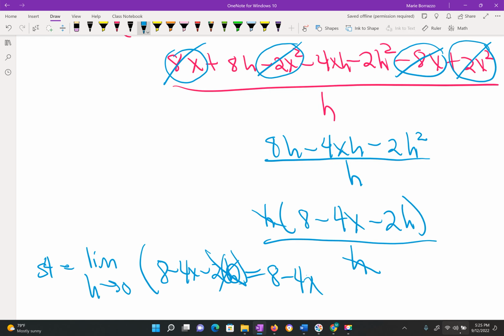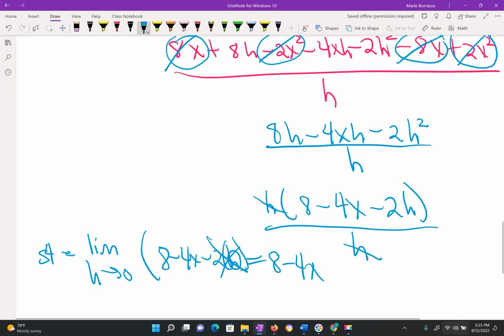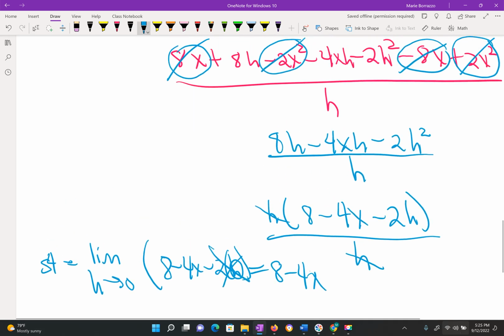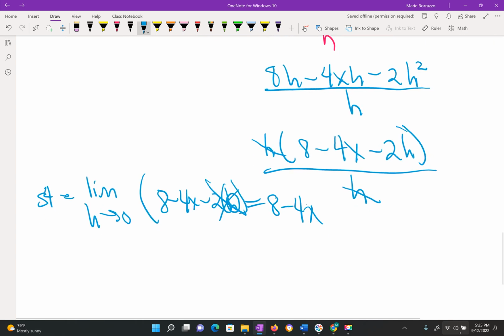Is this plus h or 2h? It's minus 2h again. It's going to cancel. This is all going to cancel, because remember, the limit goes as h approaches 0. So it goes away.